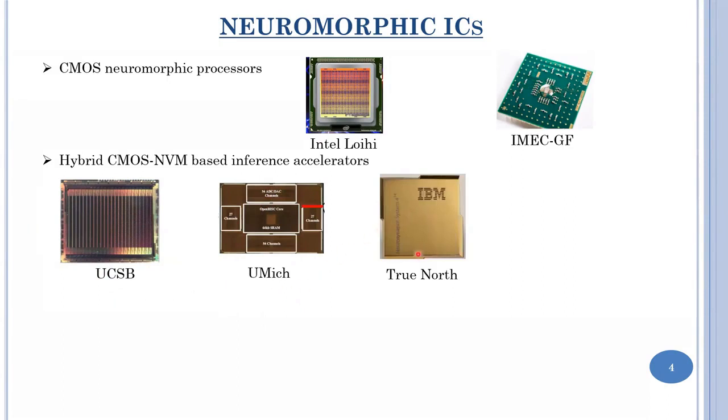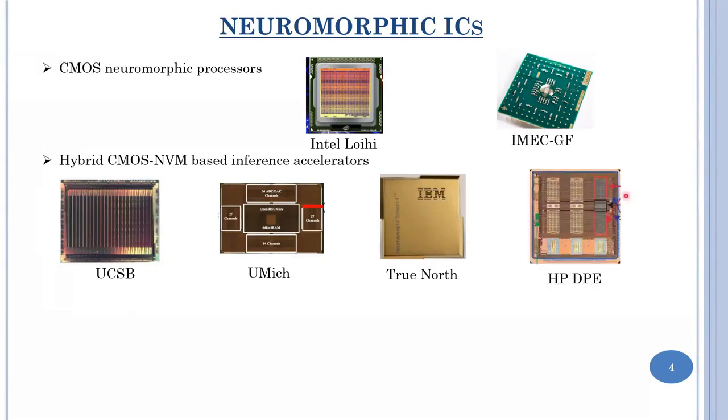Then IBM's TrueNorth was the first neuromorphic chip, though it was not based on a phase change memory device. And then we also have this option of HP dot product engine. So this is the dot product engine that is present in HP Labs. So they have these three crossbars of non-volatile memory, such as RRAMs, and they have these peripheral circuitries, which are entirely CMOS. And with this, they were able to publish around 20 to 25 Nature Communications papers.